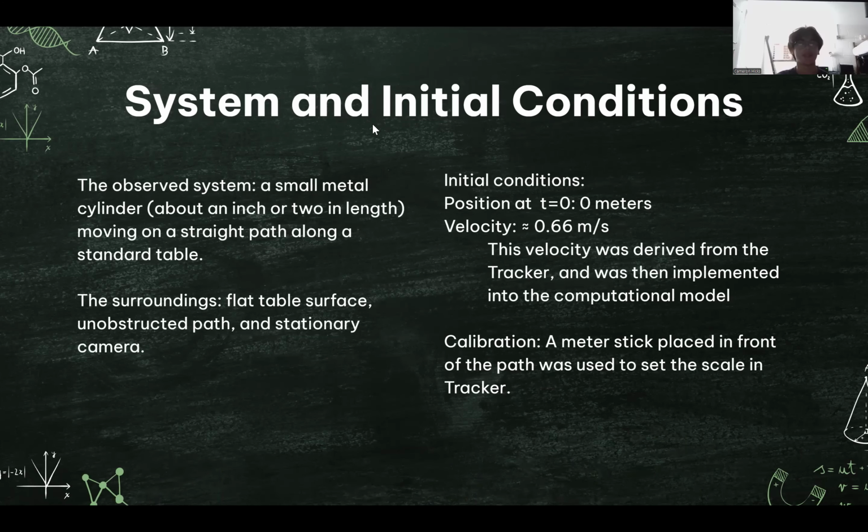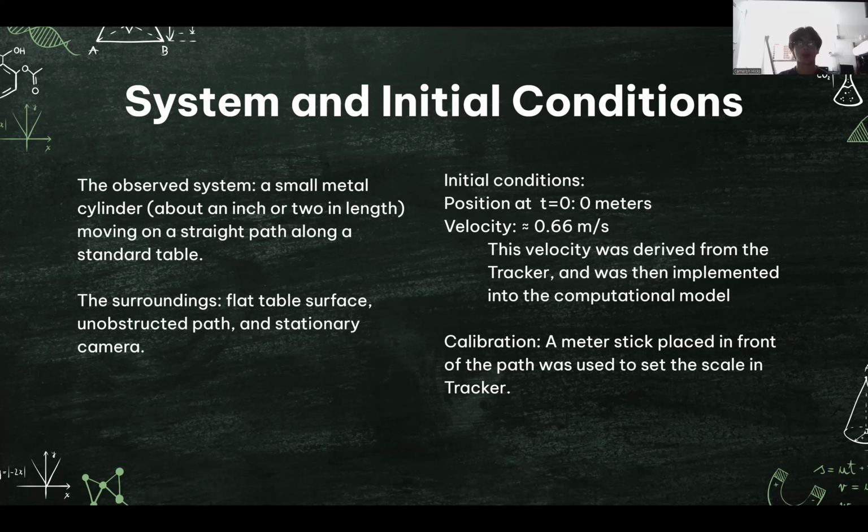These are some of the system and initial conditions. The observed system is the small metal cylinder. It was about an inch or two in length, and the surroundings were a flat table surface, an unobstructed path, and a stationary camera. The initial conditions were position x equals 0 meters at time t equals 0, and the velocity was about 0.66 meters per second. This was derived from Tracker, which we then incorporated into the GlowScript code in the computational model.